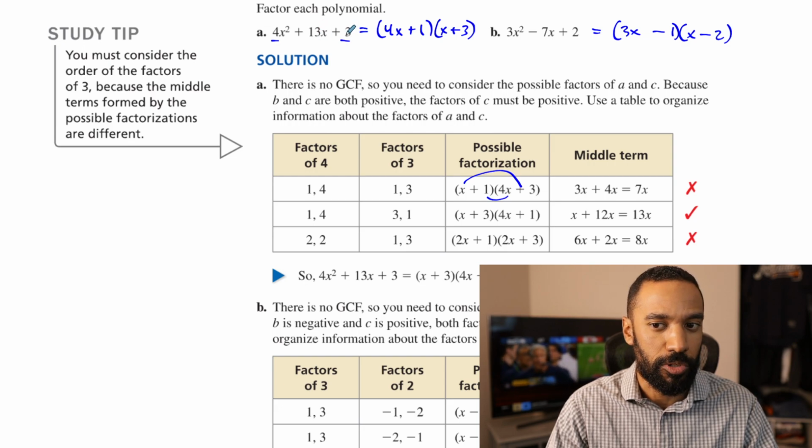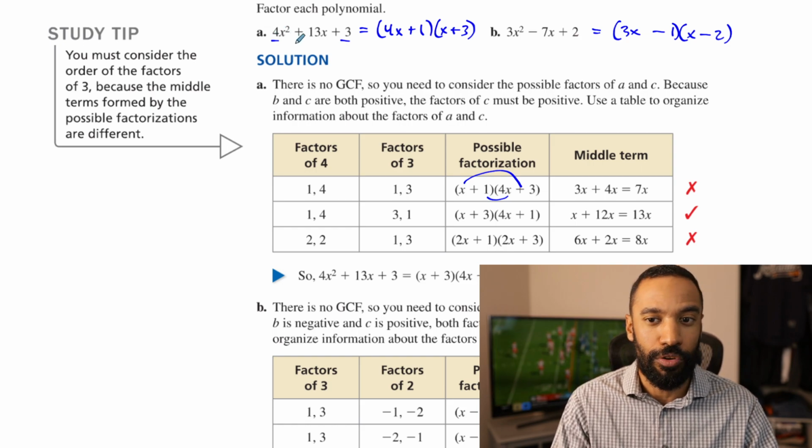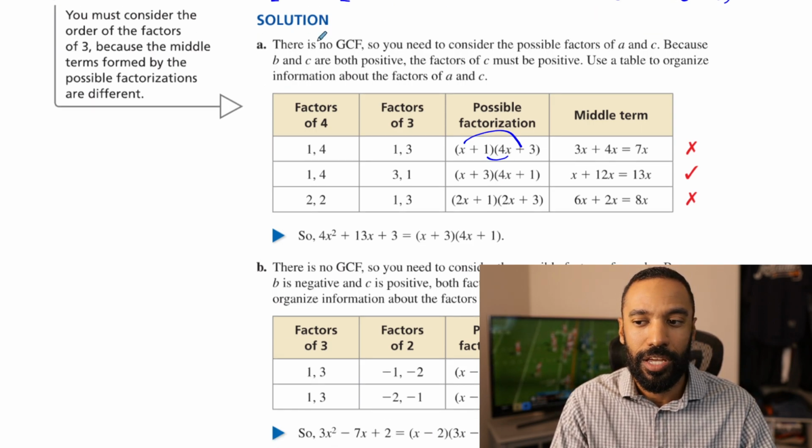But I'm not looking for two numbers that multiply to 3 and add to 13. I'm looking for two numbers that multiply to 3, and when they work with the numbers that multiply to make 4, when you FOIL it out, they add to 13. So we're looking at the middle term. I like how they say this.